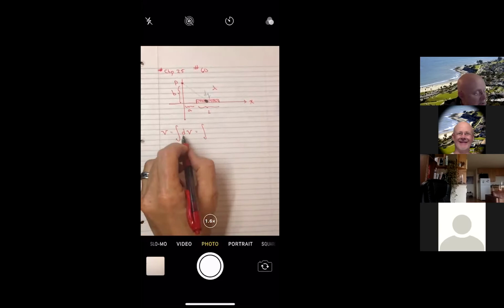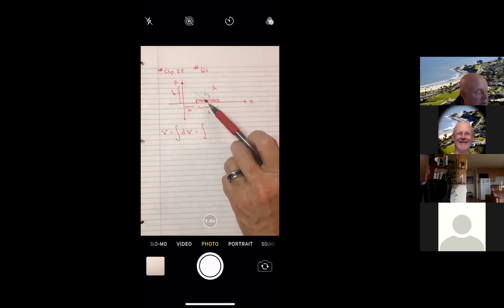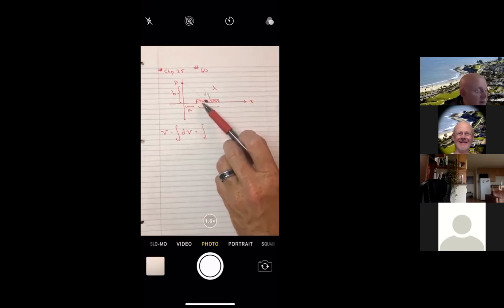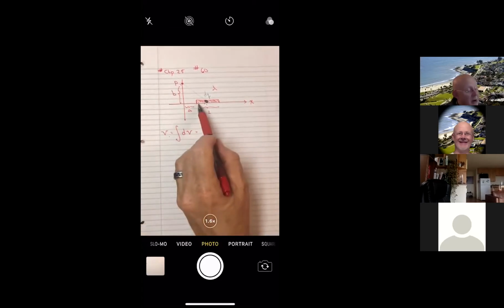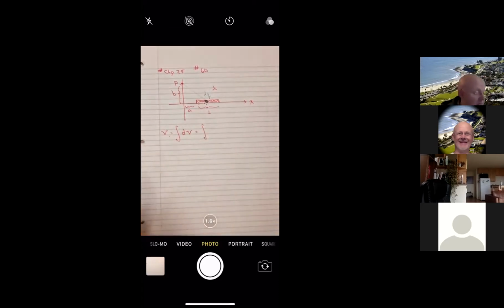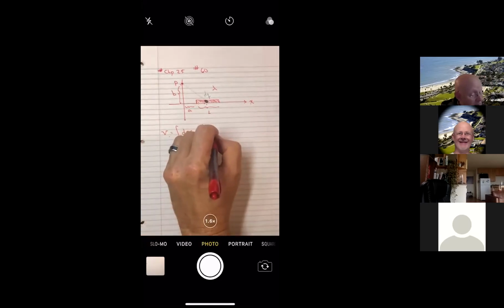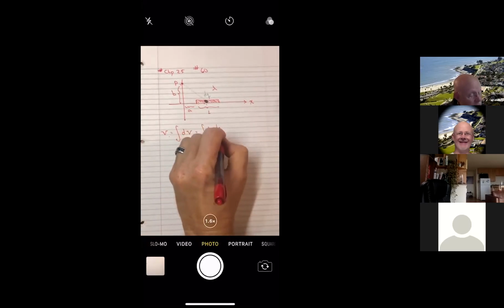So taking this integral, I would be asking then, what is the potential from this little piece, and then the one next to it, and the one next to it, and the one next to it, and add them all up. That would give me the total potential at point P from all these charges down here that are creating that potential.